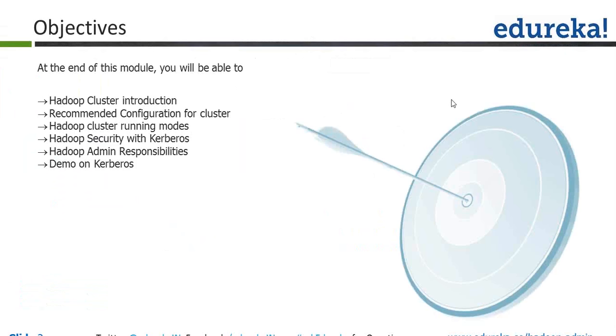Okay, perfect. All right. So at the end of this module, the primary objectives are a quick cluster introduction. Then we see what is the recommended configuration for a cluster. Then we'll see the different modes of cluster running, your Hadoop cluster modes. Then we'll introduce you to the concepts of Kerberos and security, and also talk about Hadoop administrator roles and responsibilities currently in the market. And finally, I'll do a small demo.